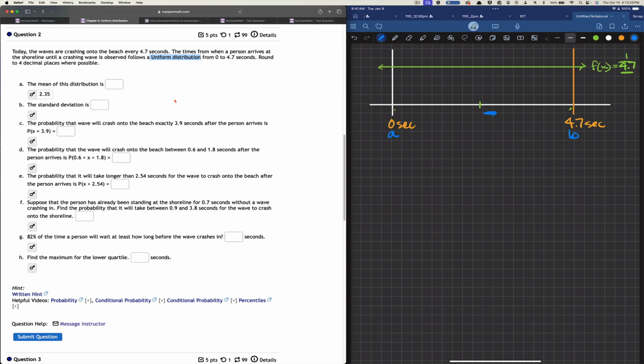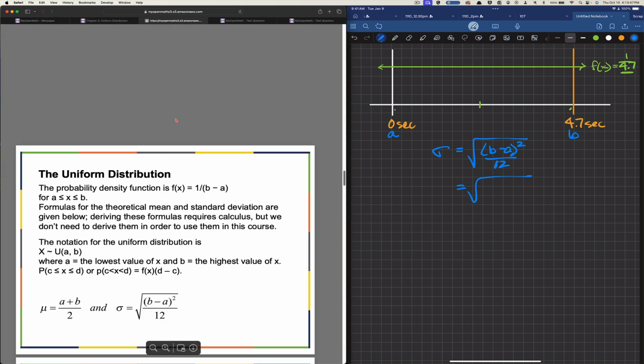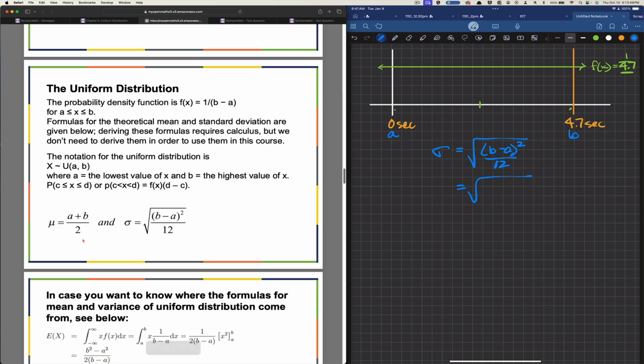We won't need that information there. We'll need space, though. Standard deviation. The standard deviation for a uniform distribution is equal to the square root of (b minus a) quantity squared, divided by 12. You'll need to know that, or know where to find it. Remember, it's in the slides for this chapter, chapter 5. There they are, the mean and the standard deviation.